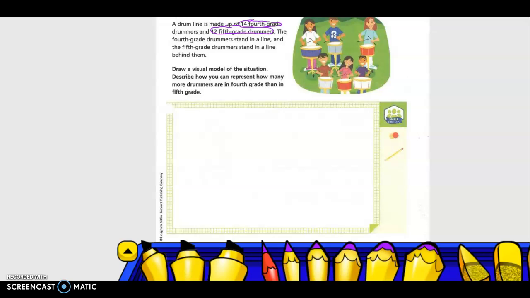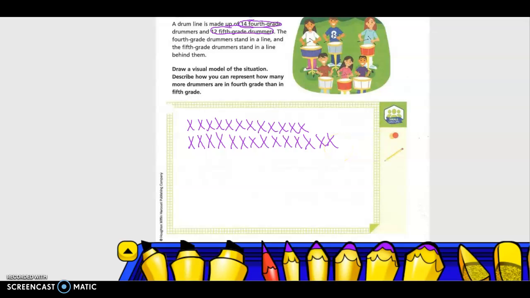Okay, so we went ahead and circled the 14 fourth graders and the 12 fifth graders. So we can go ahead and do X's for the fifth graders, right? So there's 1, 2, 3, 4, 5, 6, 7, 8, 9, 10, 11, 12. Okay, and then the fourth grade was in front of them, so we need to do 14. So 1, 2, 3, 4, 5, 6, 7, 8, 9, 10, 11, 12, 13, 14.